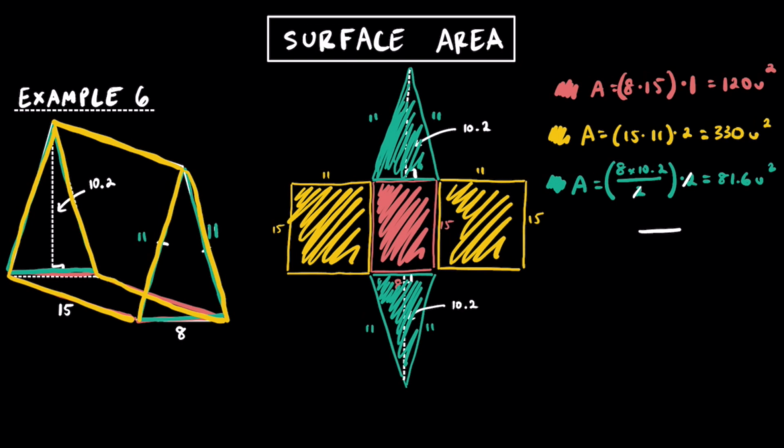And if we go ahead and add up all of these areas, or the area of all the surfaces, which is why we call it surface area, then we're going to get a total area of 531.6 units squared, or square units.